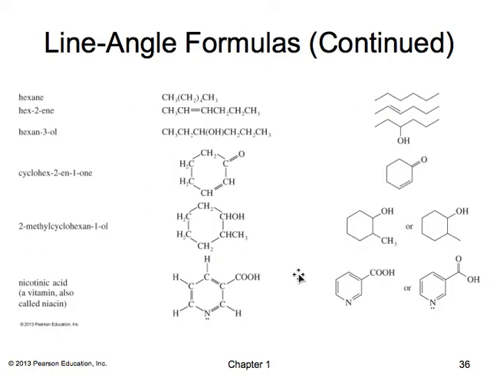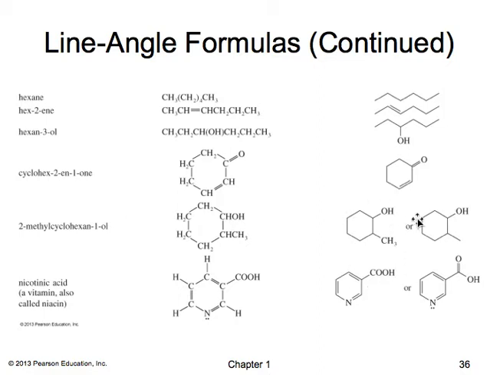Here are some other examples where you can simplify it. Hexane, just drawing it out like this. Hexene, which is shown with a double bond in between. Hexanol, over here, 3-ol, over here at the 3rd carbon. Cyclohex-2-ene-1-one. Here you have it simplified as this cyclic structure with double bond and ketone.